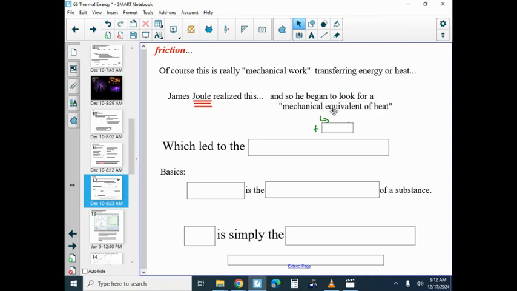So he began to look for a mechanical equivalent of heat, which of course was found to be work equals force times distance, right? So that led to, well, eventually a little bit of a disconnect there, but the idea of the energy of particles being like you push on something, you give it energy, right? So that led to kinetic molecular theory.